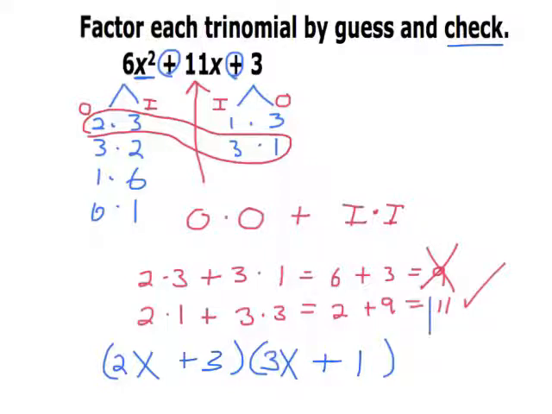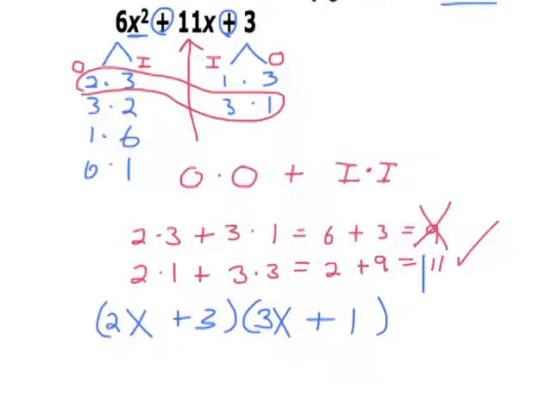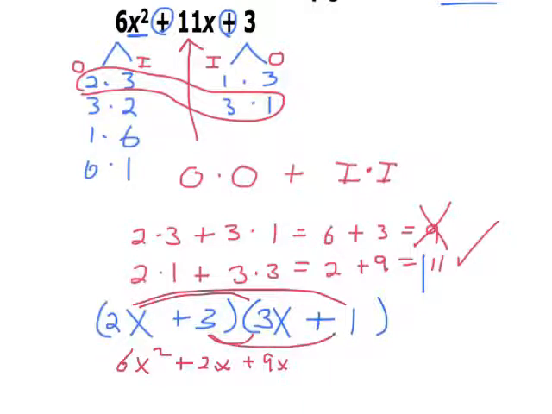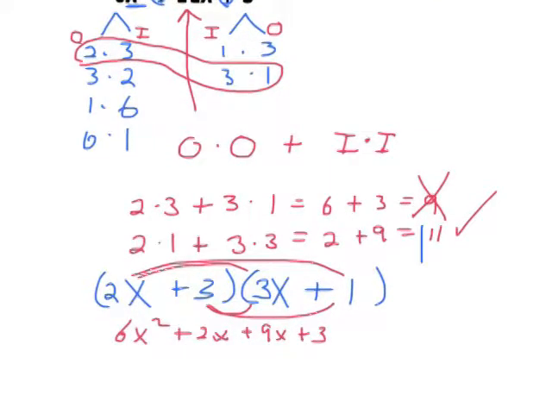So let's go down just a tad bit here. Okay, let's move this up just a teeny bit here, and let's multiply this out. So here I'm going to go 2x times 3x, which gives us 6x to the second. 2x times 1 gives us plus 2x. 3 times 3x gives us plus a 9x, and 3 times 1 gives us 3. And that there will give us 6x to the second plus 2x plus 9x gives us 11x plus 3.